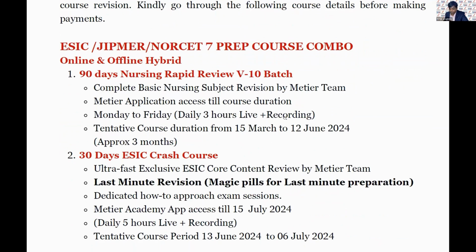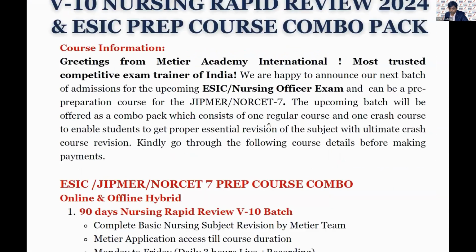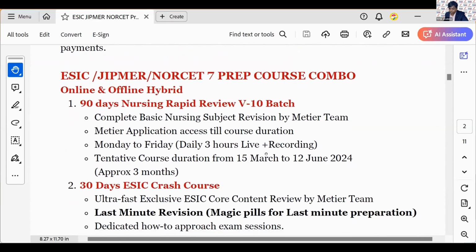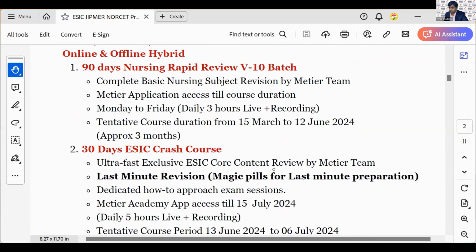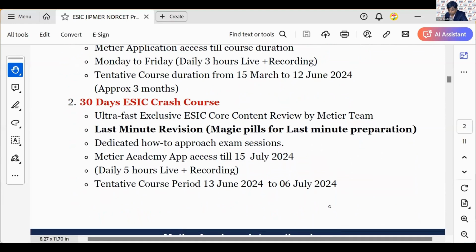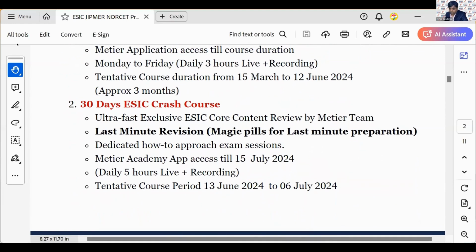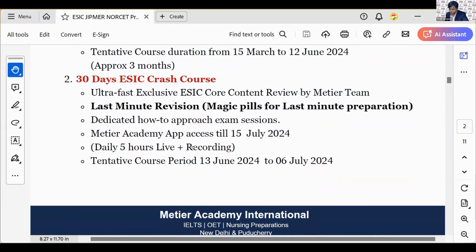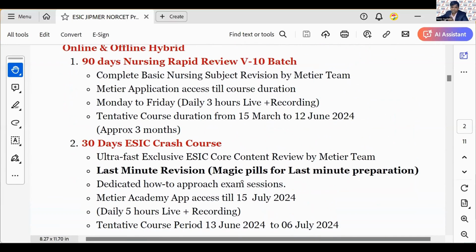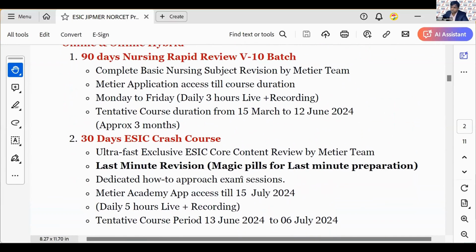And Metier app access will be provided. Yes, Monday to Friday classes will be there, same as 4:30 to 7:30, and we get approximately a 3-month regular course and a 30 days intensive crash course. So my volume is good, right? Volume is good and everything is fine. Then once again, you have the ultra revision course, which I said, with MCQs and test series and everything. This ultra revision crash course is only in June, because the exam is on July 7. Before that, we plan a boost up for your knowledge.